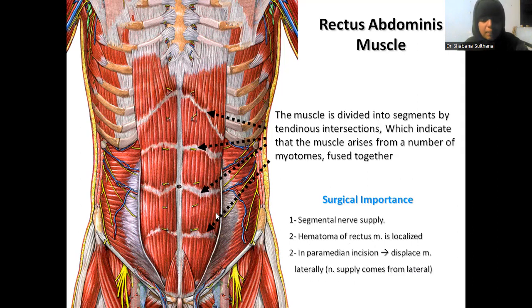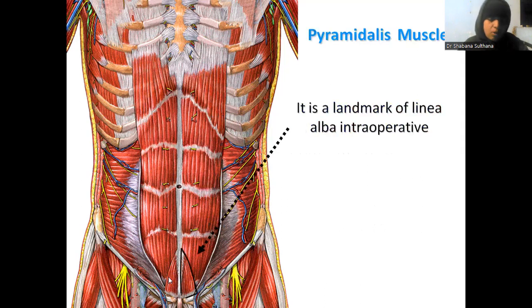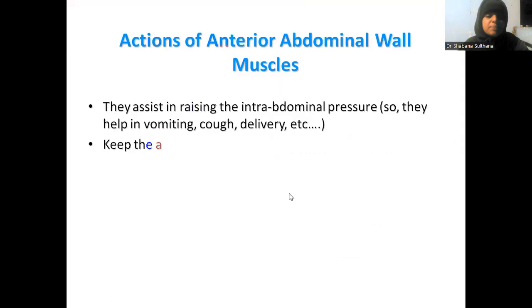So nerve supply comes from the lateral aspect. You can see the nerves are entering from lateral to medial, like this. Arrows have been shown. What is this small pyramid-like muscle, right and left side? We have pyramidalis. Yes, it's a landmark of this linea alba, intraoperative.